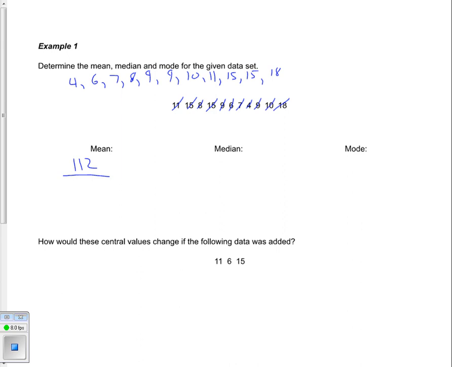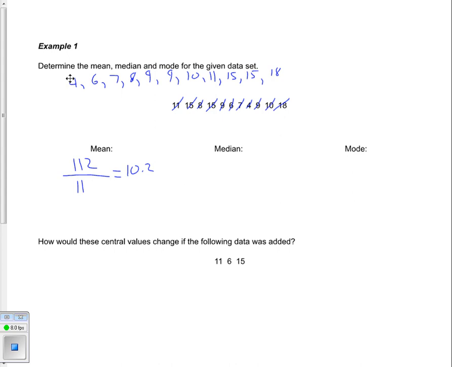Okay. Now, I also know that there are 11 numbers in the data set. Okay, so I'm going to do 112 divided by 11, and that's going to give me my average. Okay, so my average number, I'm going to round it to 1 decimal place for simplicity's sake. My average number here happens to be 10.2.